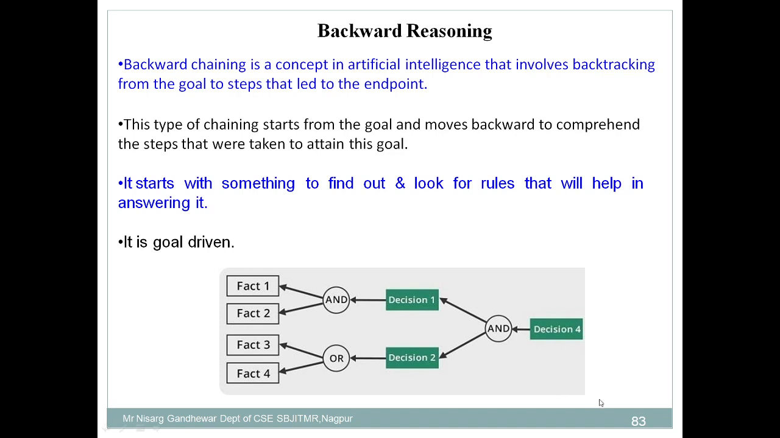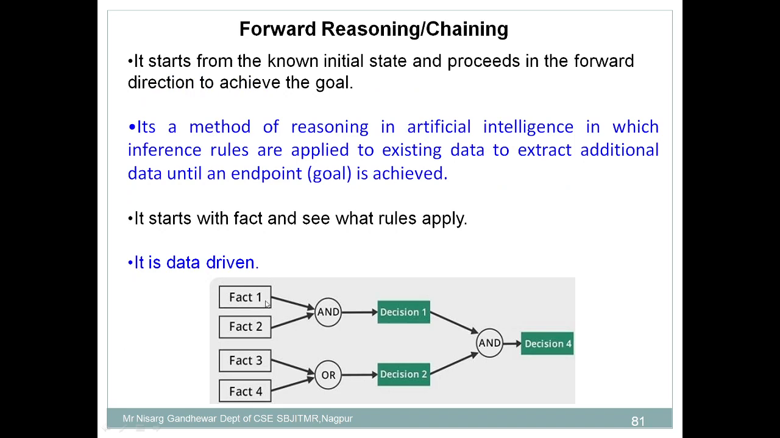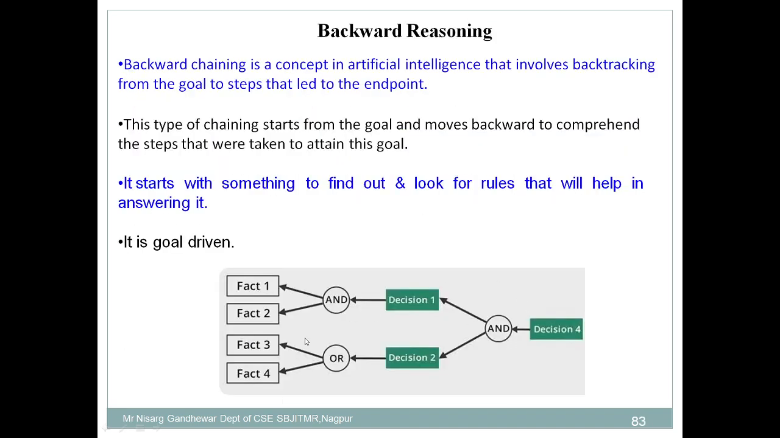And we can say it is goal driven. As we said, forward reasoning is data driven, whereas backward reasoning is goal driven, and it is exactly opposite of forward reasoning. See here, in forward reasoning we are moving in a forward direction, whereas in backward reasoning we are moving in a backward direction.